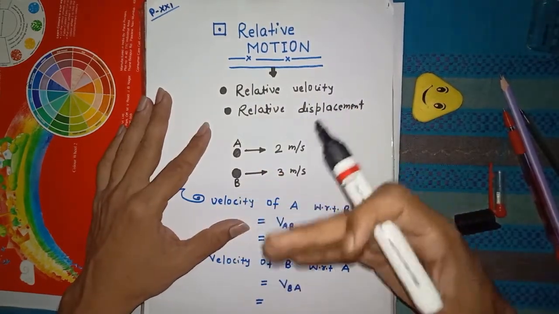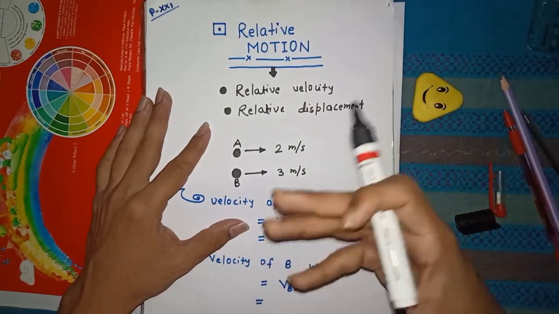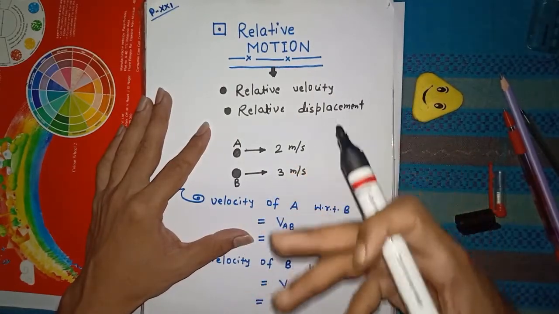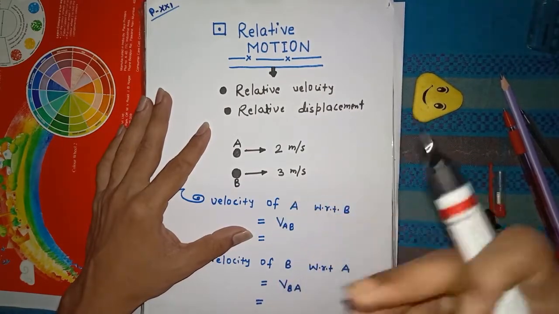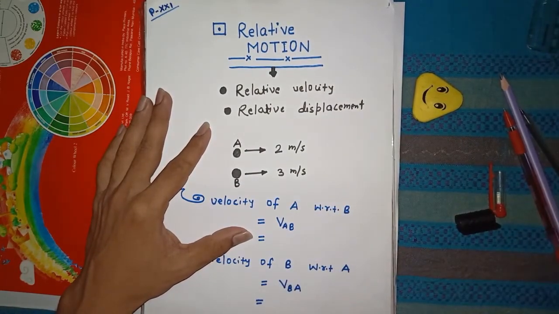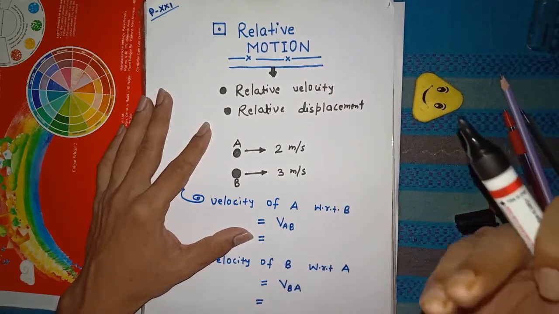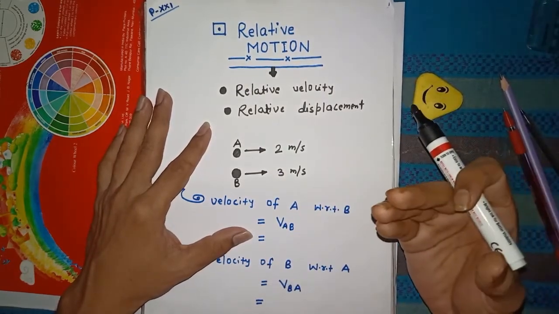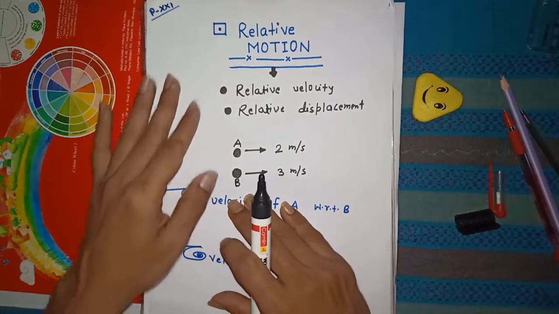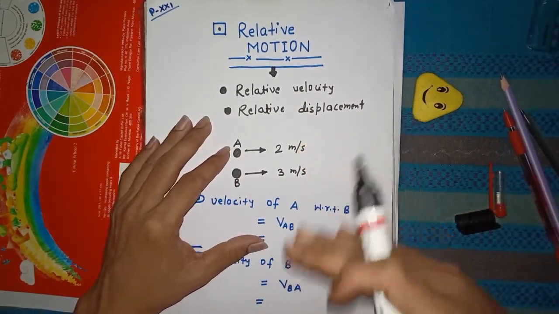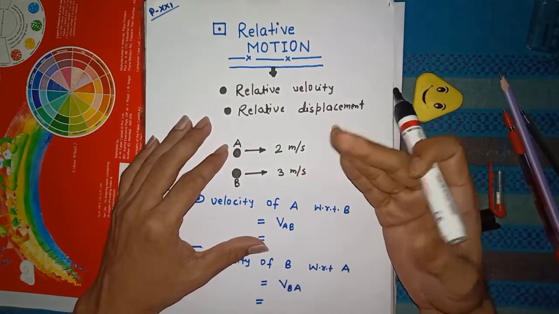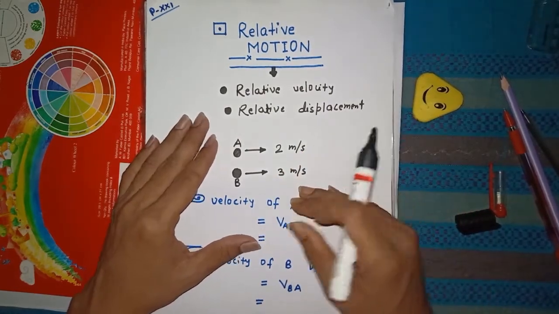And I have already dealt with what we mean by the words relative and absolute. Relative means you have to measure something with respect to something, but absolute means you have to measure something without any reference. So here I am going to deal with what we mean by relative velocity, relative acceleration, and relative displacement in motion.